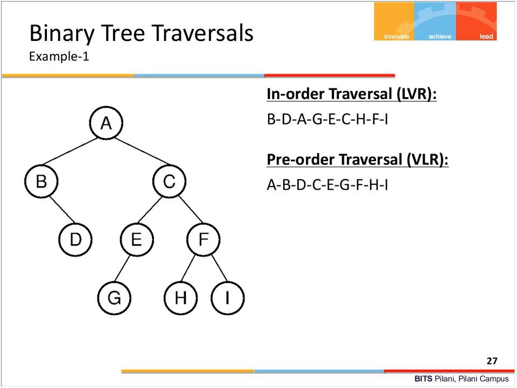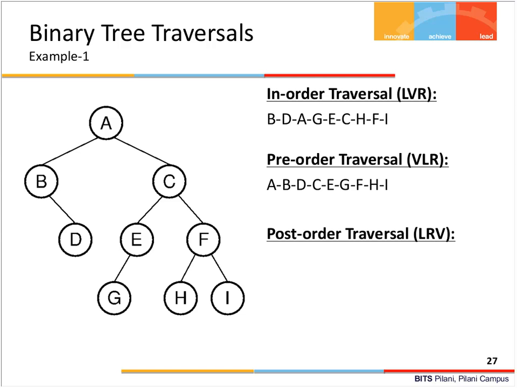So what will the final output be? ABD, CEG, FHI. So you see, it's a simpler one because as you traverse the node, you process and print it. Okay. Let's see the post-order traversal.